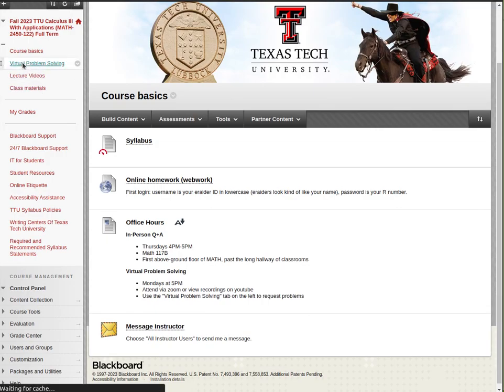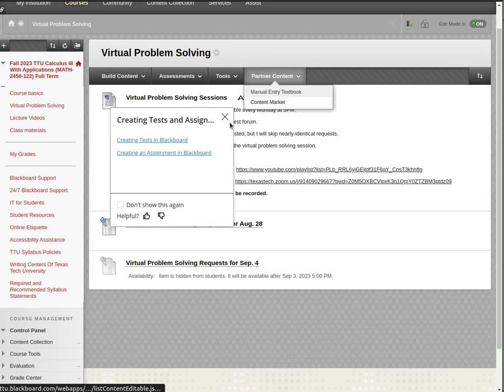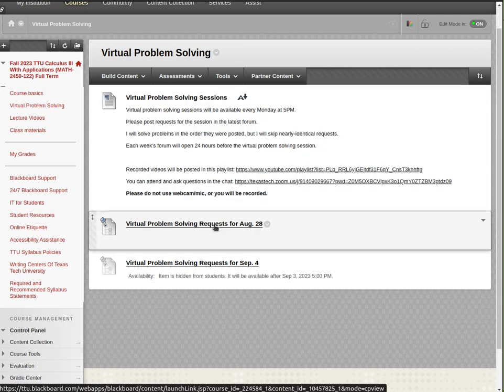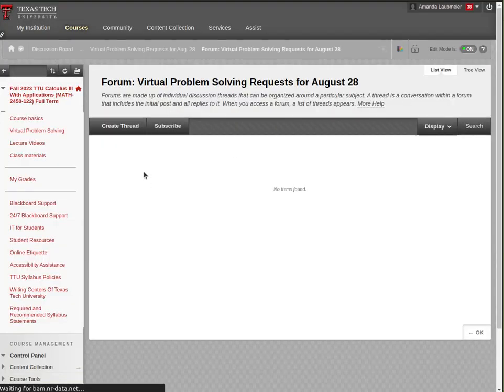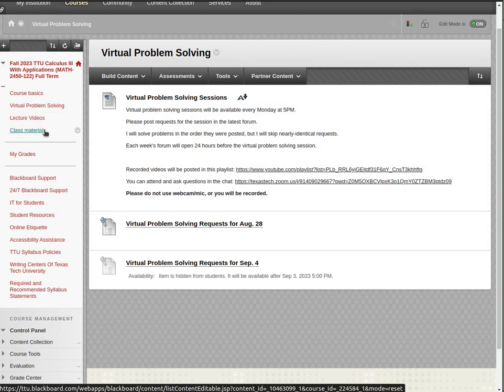And then right now is the virtual problem solving session. So if you ever wanted to contribute to that, you just navigate to that tab. Sorry, all these pop-ups. And then there's always going to be a forum that opens up for the current week. If you go there, you could create a request. Right now I see that there are no items because nobody made any requests. And then the Zoom link if you want to join live. Otherwise, I'm going to post them in this playlist right here.